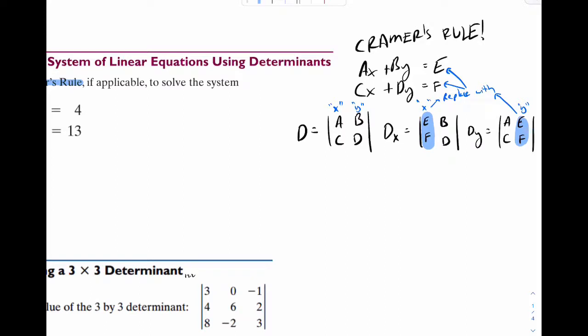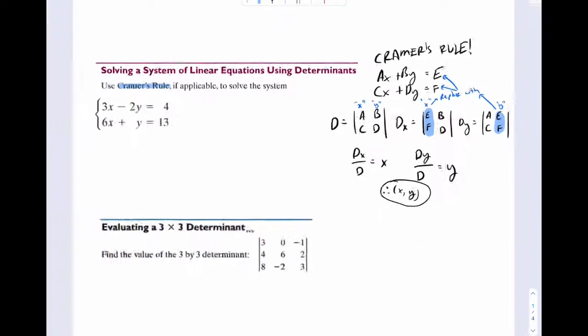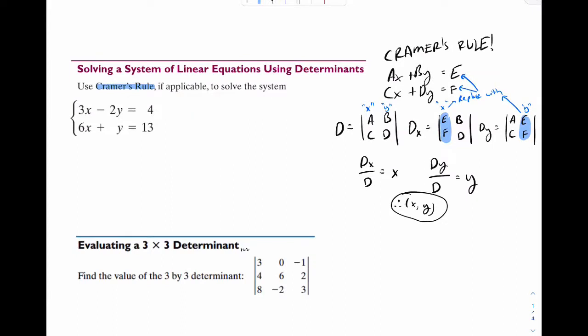Now once you have those three things calculated, the rule states that D sub X over D is equal to X, and D sub Y over D is equal to Y. And then you get your solution X, Y. So it's a pretty interesting way to generate the solution to the system. So I'm going to show you how to use this right over here.